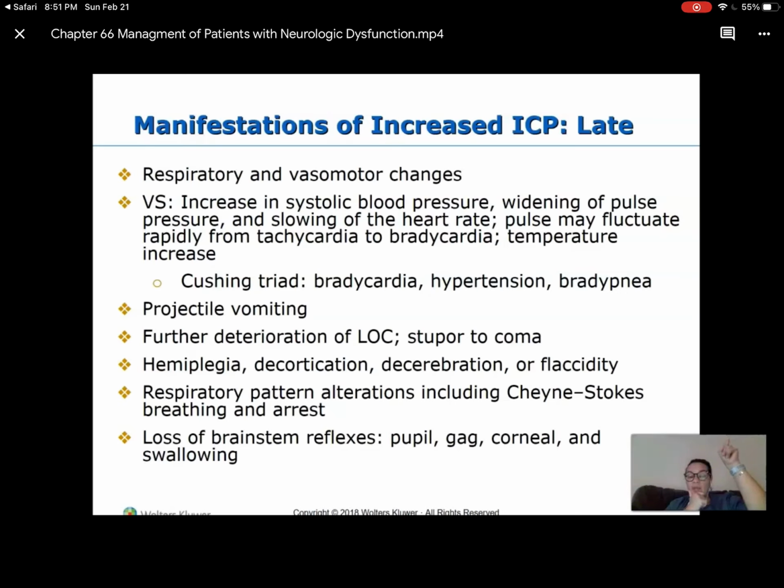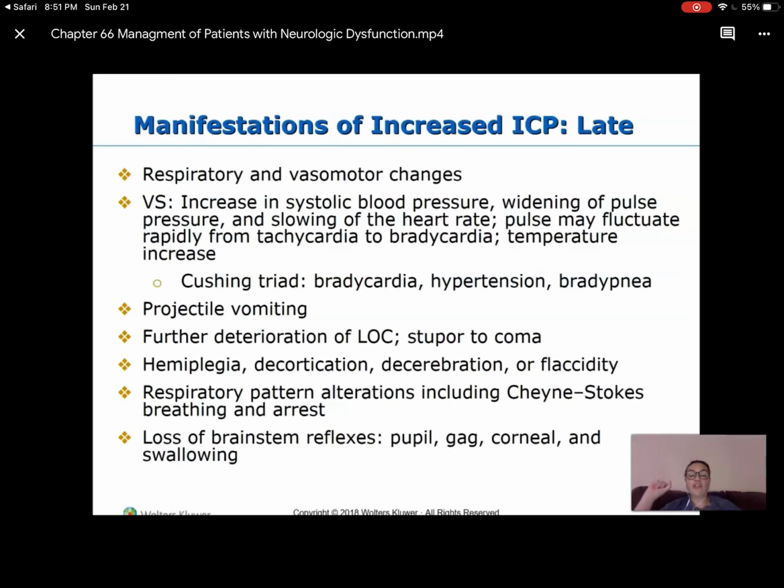Cushing's triad, here we are. Bradycardia, hypertension, bradypnea. They start to separate. You need to know this. You need to be able to interpret it. This is one of the biggest signs and symptoms that there is a problem and we need to act fast. Okay, projectile vomiting. It is just what it sounds like. It's not just a little spit up. It goes flying like The Exorcist.